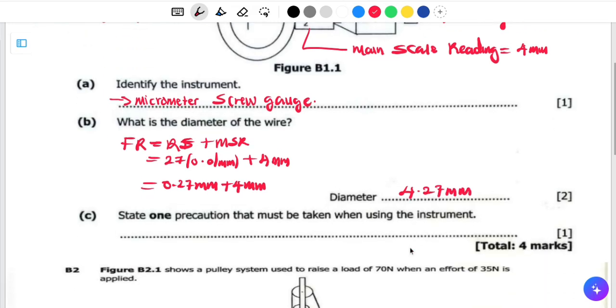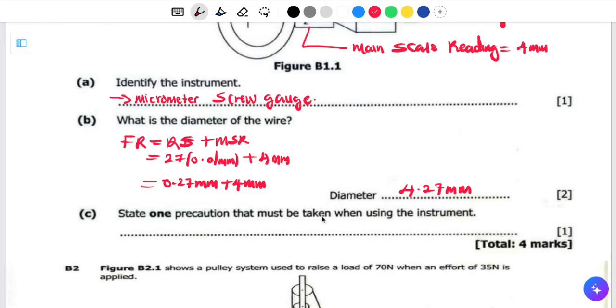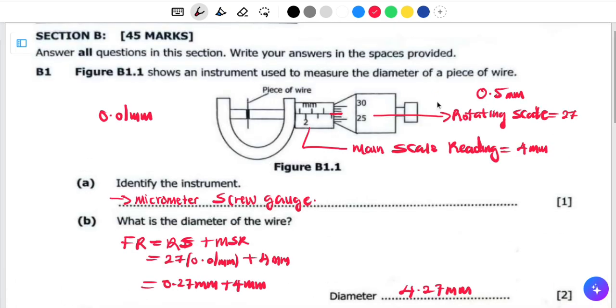Then for question C, it is saying state one precaution that must be taken when using this instrument. When you talk of precautions, you're looking at ways to avoid errors. So what are you supposed to do? We have these parts here. This one is called the anvil, and this one is called the spindle. If you haven't cleaned the spindle and you try to take the readings, the spindle and the anvil may have dust, which may add to the thickness of the object that you are measuring. So the first precaution is that you need to make sure that you clean the anvil.